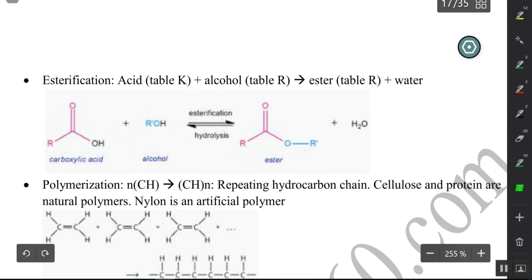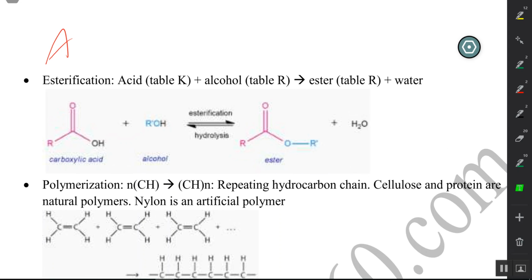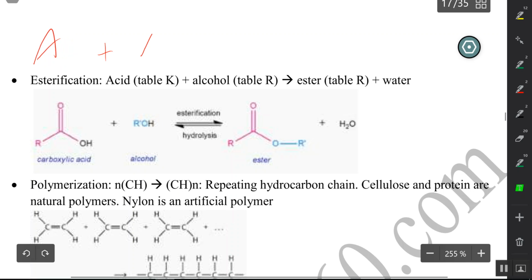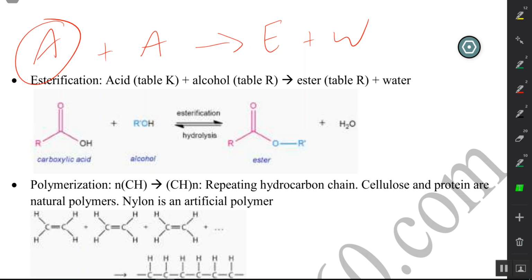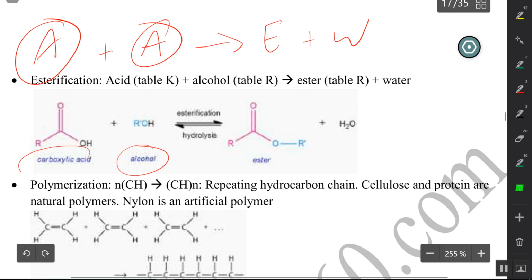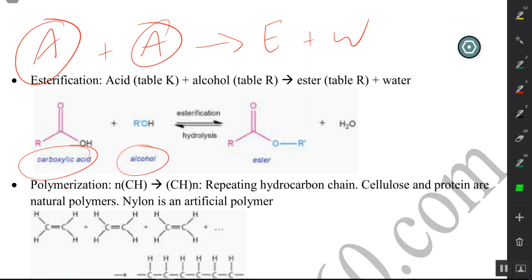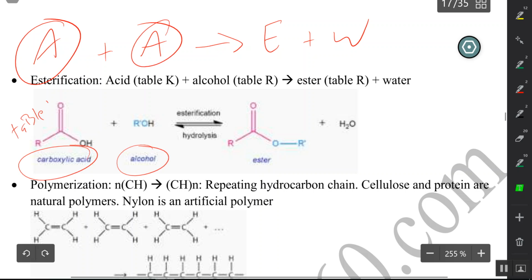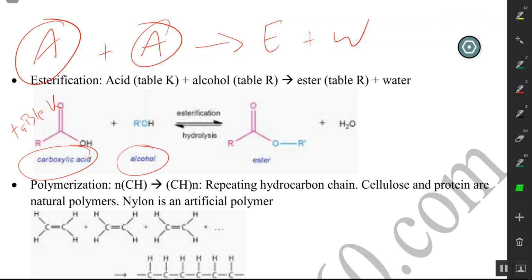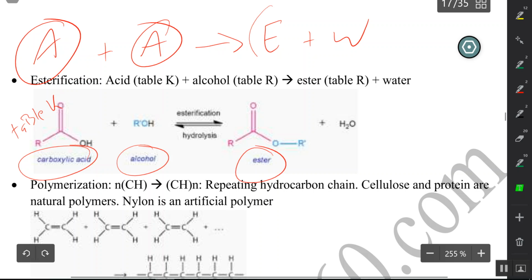Esterification. You can remember esterification by remembering when you go to the dentist and open your mouth, and let's say you didn't brush your teeth in the morning, you say ah, and then the dentist says ew. So here I have an alcohol and an acid. The acid you get from Table K. And then you're going to get your ester, E for ester, and then you're going to get your water.